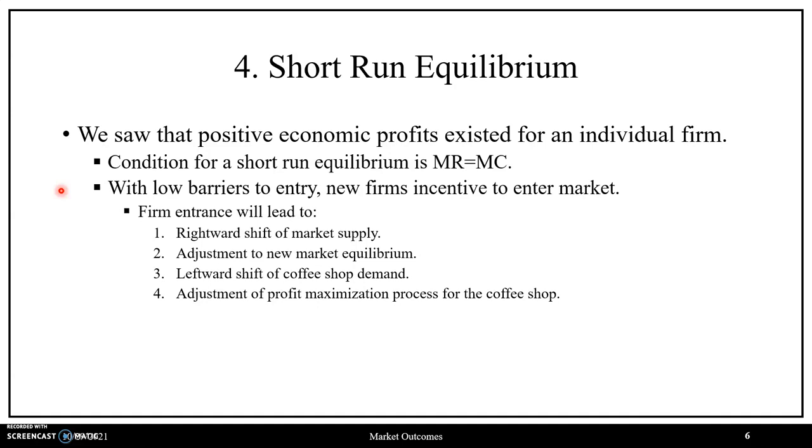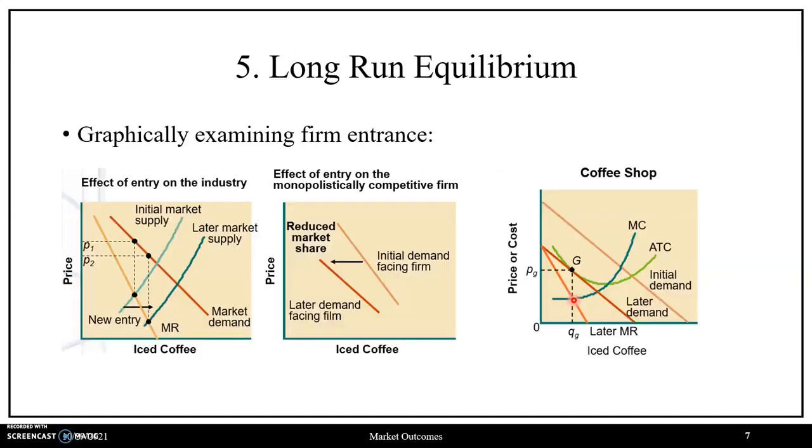with the perfectly competitive market structure, where with new firm entrance, this will then correspond to a rightward shift in market supply, leading to an adjustment to a new market equilibrium for our iced coffee industry, which will also have the effect of corresponding to a leftward shift in the demand for an individual coffee shop due to the reduction in market share, and an overall adjustment in the profit maximization process for an individual coffee shop. Using this firm entrance and examining the process of a rightward shift in market supply and leftward shift in individual coffee demand, we can establish our long-run equilibrium.